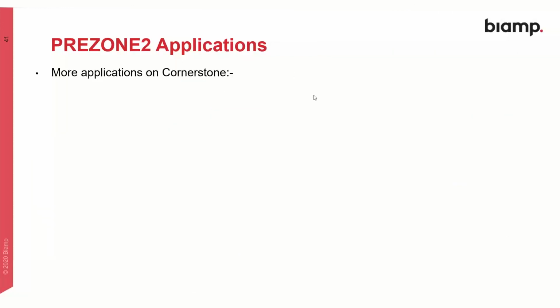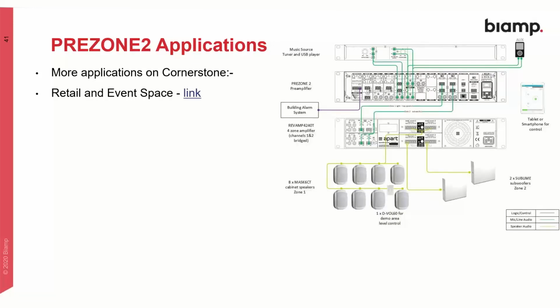Okay, moving forward with applications. So rather than just go through applications here again, I'll make you aware that we have some PREZONE2 applications on our Cornerstone support page now. So this is one that we made for a multi-purpose retail and event space. So if you open this PDF in the handouts, you should be able to get this link. But if not, if you go to Cornerstone in the design section, you'll find this in the hospitality section.